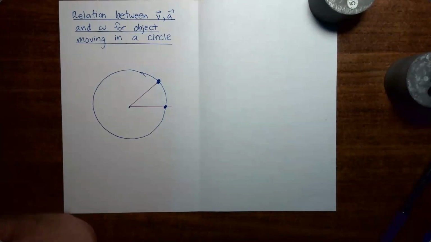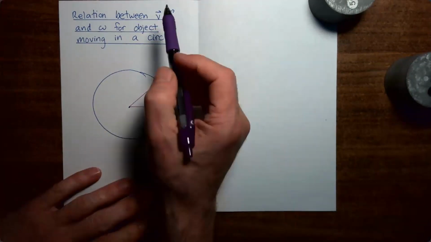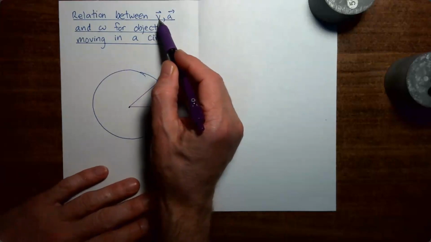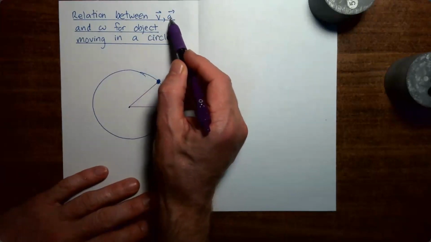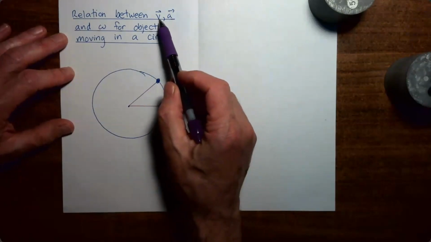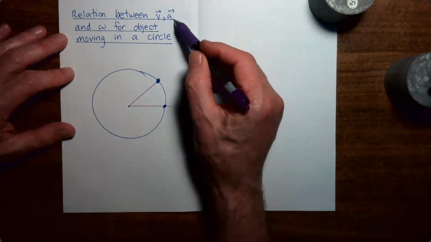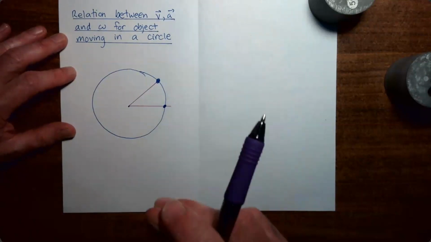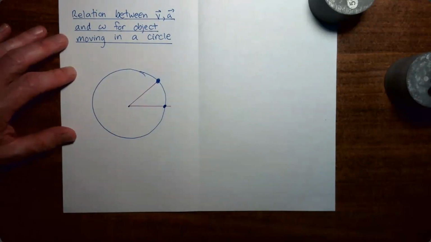In the previous videos in this module, we've used the rotational kinematic quantities, omega and alpha, to describe the motion of an object moving in a circle. But an object moving in a circle also has a velocity vector and an acceleration vector. In this video, we're going to show that the regular velocity vector and the regular acceleration vector of an object moving in a circle can be related to the object's angular velocity.